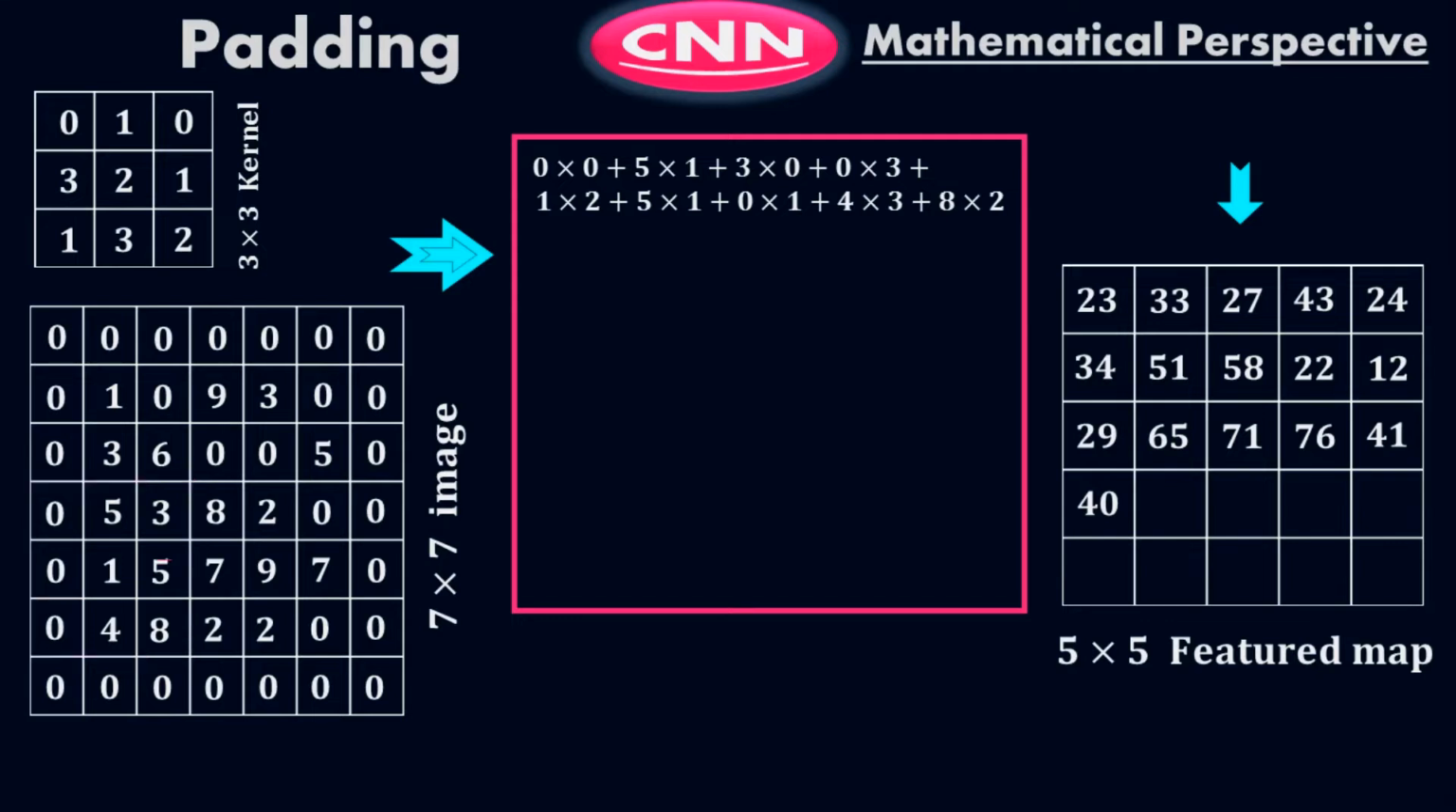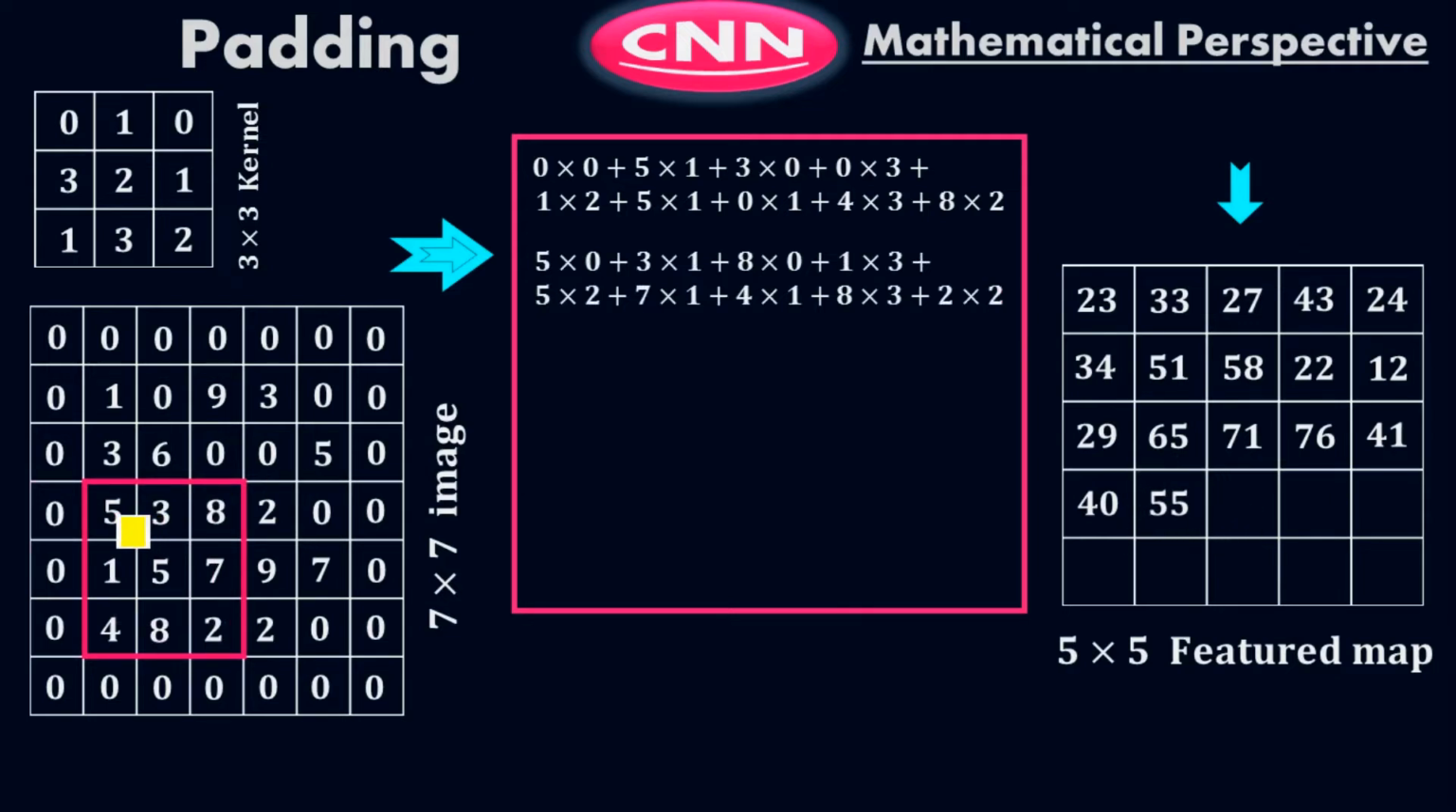Then leave the first column and pick this 3 by 3 matrix. Take its product with the kernel. You will get 55. Look, 5 times 0 plus 3 times 1 plus 8 times 0 plus 1 times 3 plus 5 times 2 plus 7 times 1 plus 4 times 1 plus 8 times 3 plus 2 times 2. It equals 55. Then leave the second column, pick this 3 by 3 matrix.